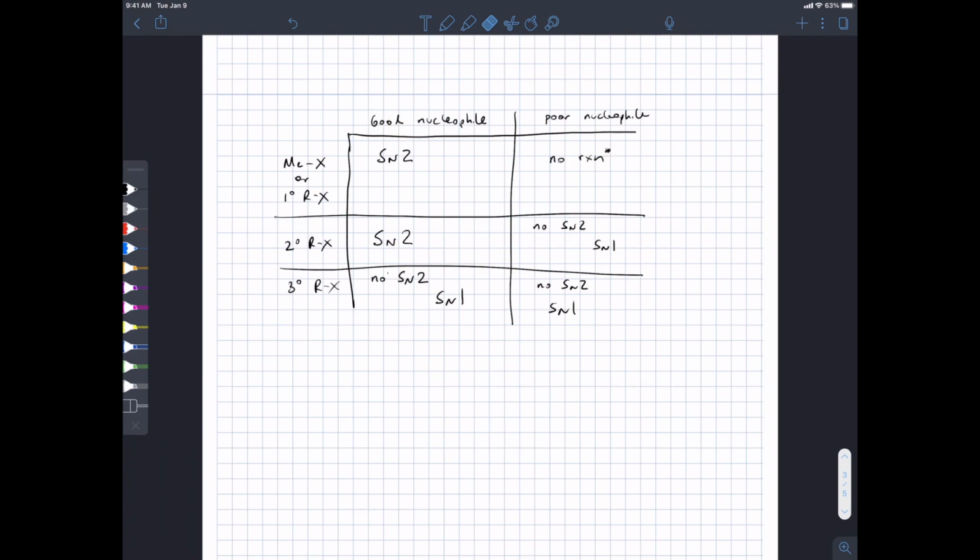Now, we're going to make this more complicated in the next couple of lectures because we're going to start talking about something else that can happen to these alkyl halides, elimination. And whether or not that happens will depend on whether our nucleophiles are also good bases. But that's a story that's complicated enough that I think we'll leave to another time.